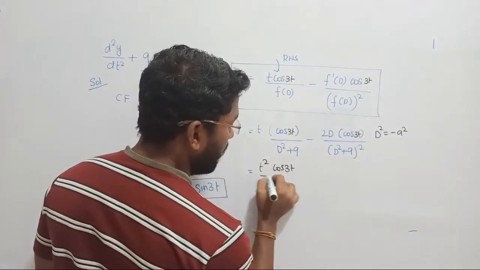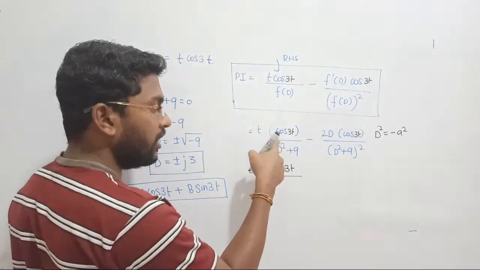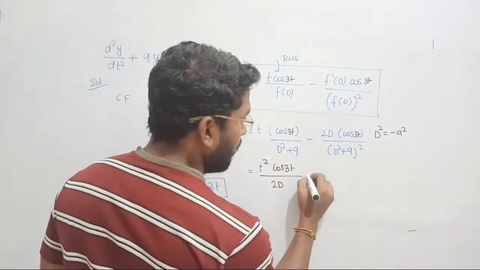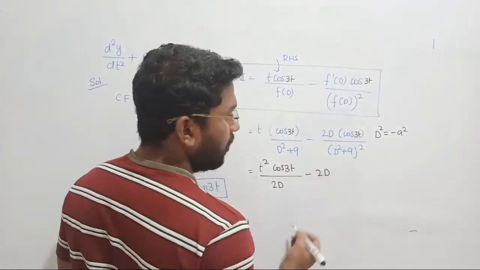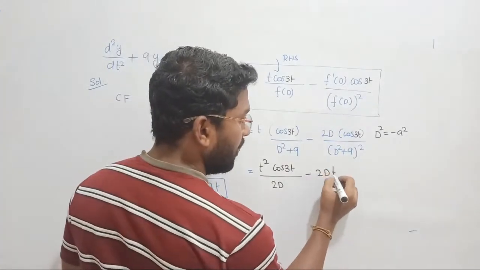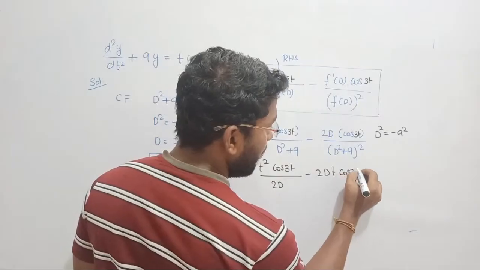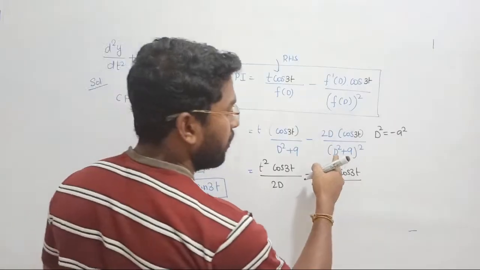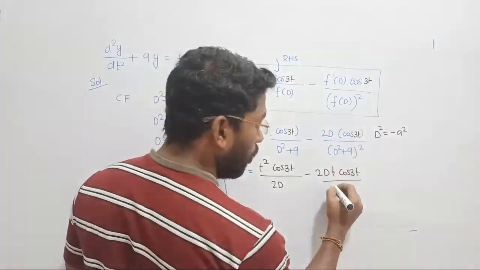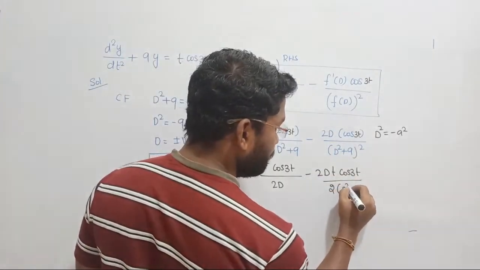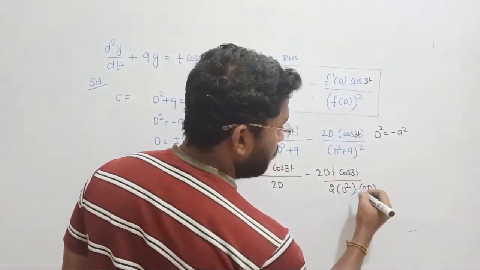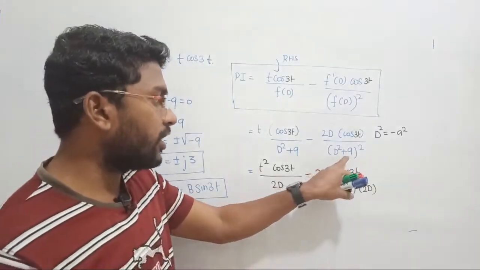Now go to the denominator. If you do differentiation, d square will become twice of d. Anyway, 9 will become 0. Similarly, here also 2 times d. Numerator, I am going to multiply by t into cos 3t, upon, here also if you do differentiation, see what happened here, d square plus 9 whole square. Are you all agree with me?